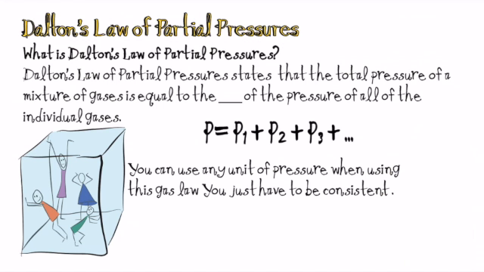Dalton's law of partial pressure. What is Dalton's law of partial pressures? Dalton's law of partial pressure states that the total pressure of a mixture of gases is equal to the sum of the pressures of all of the individual gases. So P total is equal to the pressure of gas 1 plus the pressure of gas 2, and so on. You can use any unit of pressure when using this gas law, but you have to be consistent.